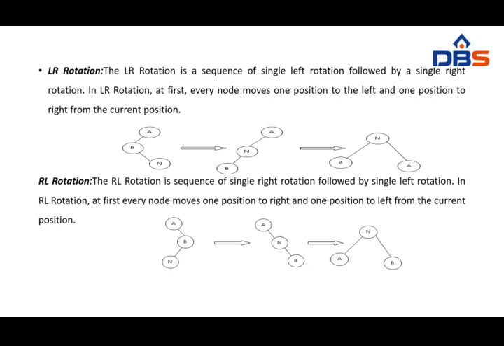Then RL rotation is a sequence of a single right rotation followed by a single left rotation. In RL rotation, at first every node moves one position to the right and one position to the left from the current position. See, A, B is the right, N is the left, that is RL. Here N is the root node, A is the left child and B is the right child. Likewise, we can arrange the orders, then we can balance it when it becomes unbalanced.